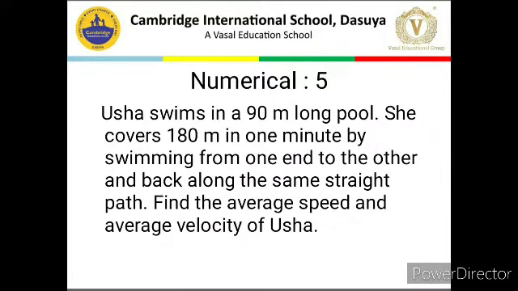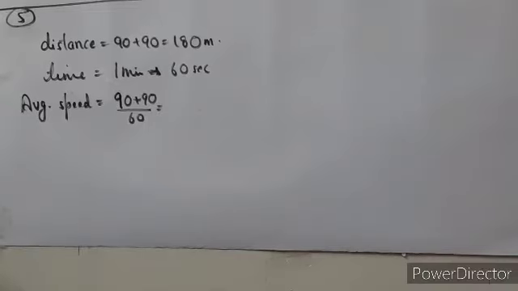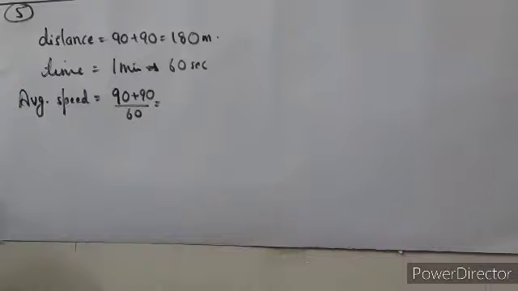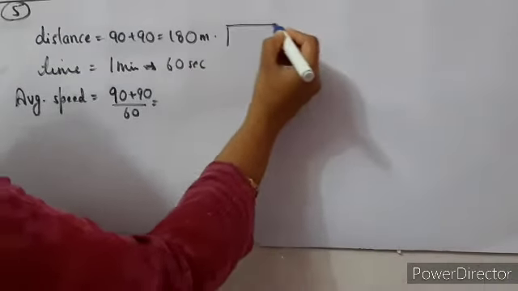Fifth numerical. Usha swims in a 90-meter long pool. She covers 180 meters in 1 minute by swimming from one end to the other and back along the same straight path. Find the average speed and the average velocity of Usha. Okay. First of all, understand the demand of the question. They are saying that Usha swims.